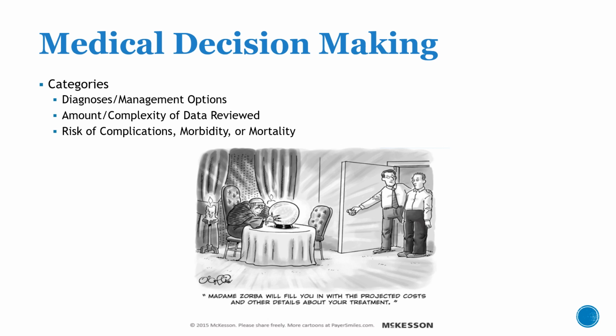The categories under medical decision making include diagnoses and management options, amount and complexity of the data that is reviewed during the encounter, and the risk of complications, morbidity, or mortality. In this cartoon, you see the crystal ball, and Madame Zorba says she will fill you in with the projected cost and other details about your treatment. It was almost like providers needed a crystal ball to be able to determine how payment strategies were going to be utilized.